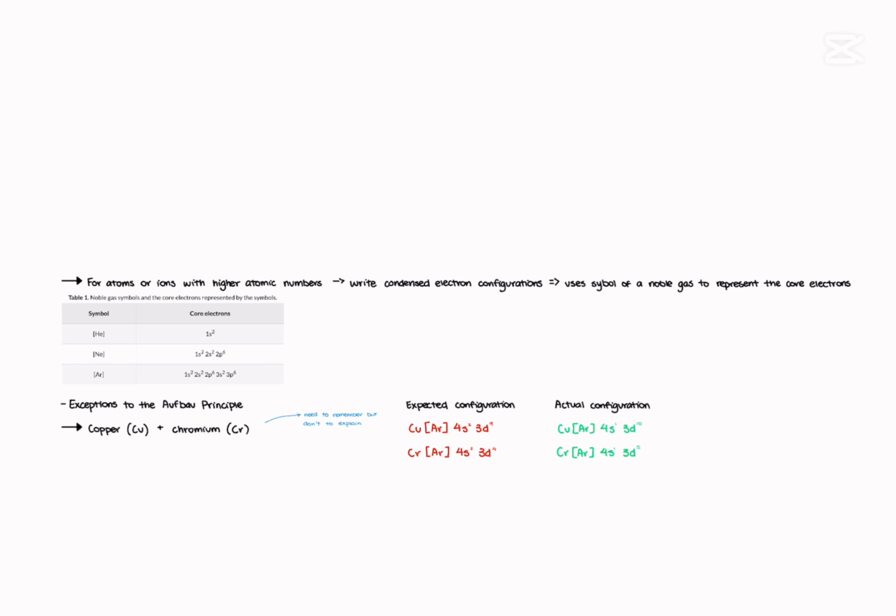However, there are 2 exceptions to this, and they are copper and chromium. So in red, we have the expected configuration with the 4s shell being filled up first, like said before. But for copper and chromium, they actually only have 1 electron in the 4s atomic orbital, and their other electron actually goes and fills the 3D atomic orbital.